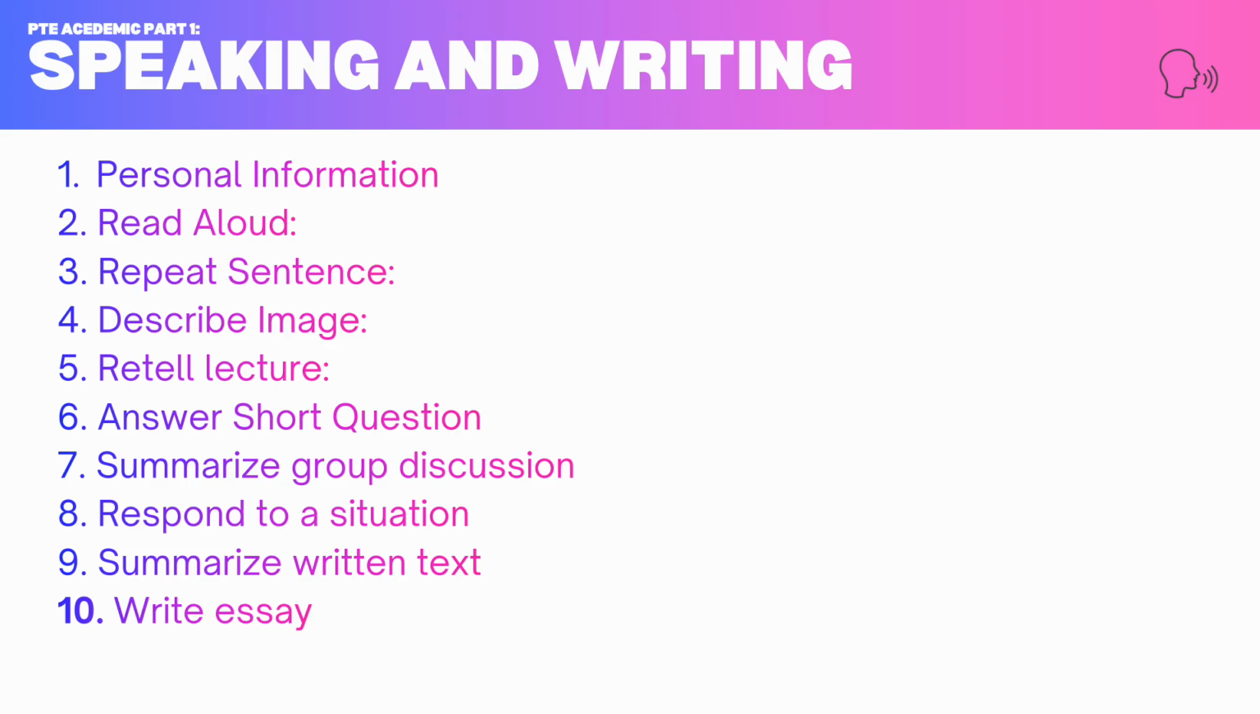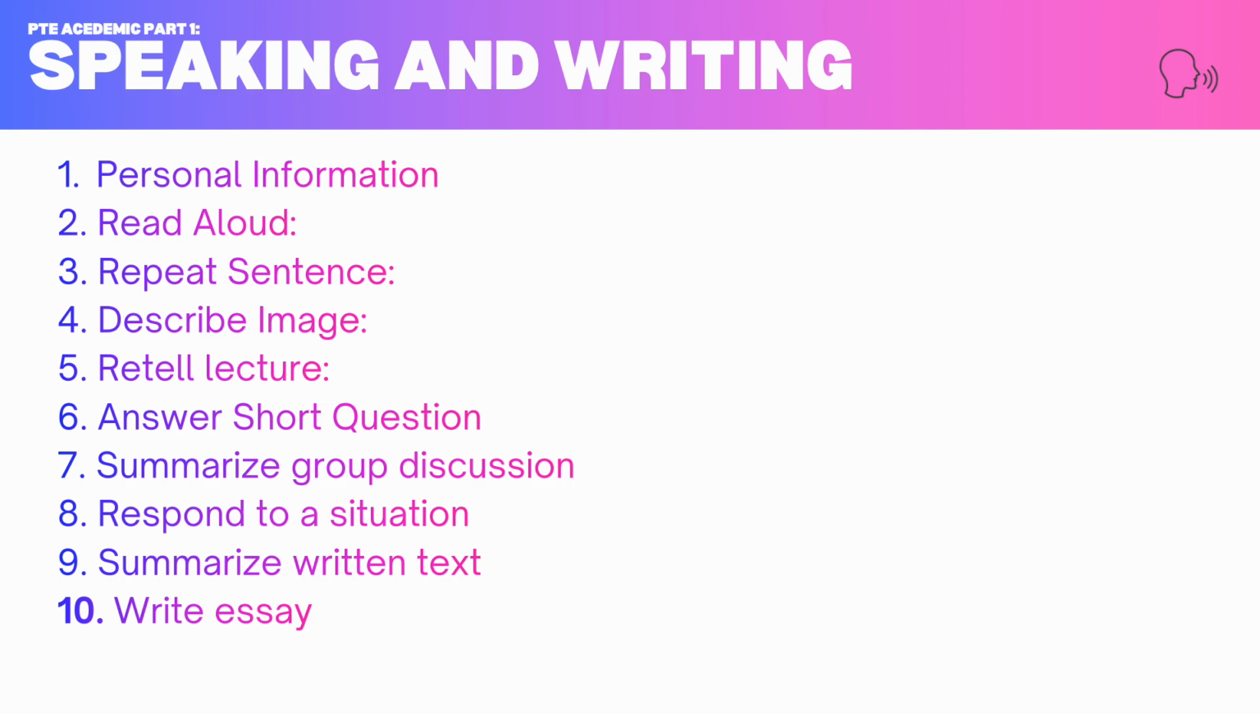Second category under speaking and writing will be read aloud. A text will appear on the screen and you are required to read the text aloud. Third category will require you to repeat sentence after listening to a recording of the sentence. This type of questions will assess 2 skills, that are listening and speaking. Number 4 category is describe image, where an image appears on the screen and you are required to describe that image in detail. This is going to assess your speaking skills.